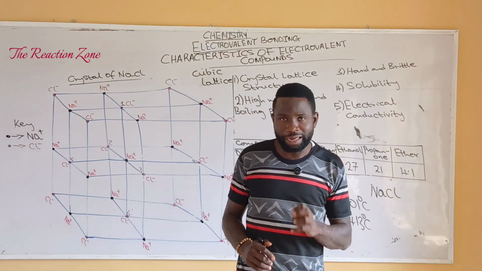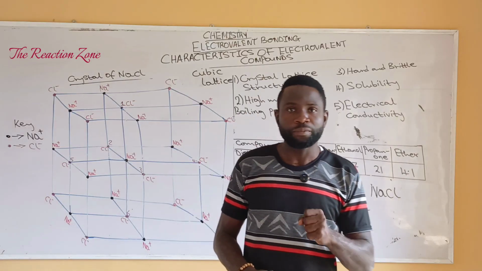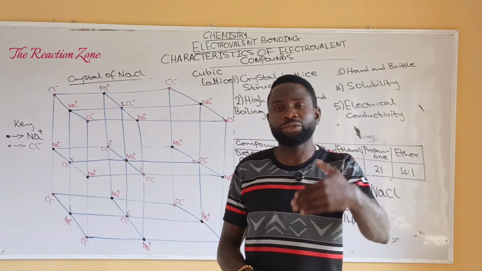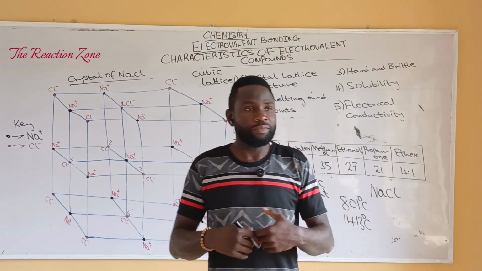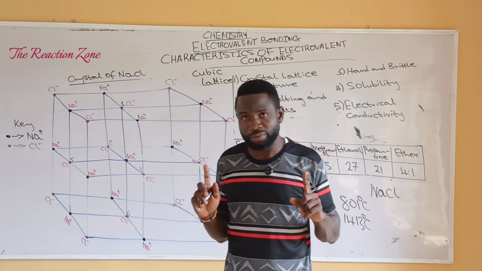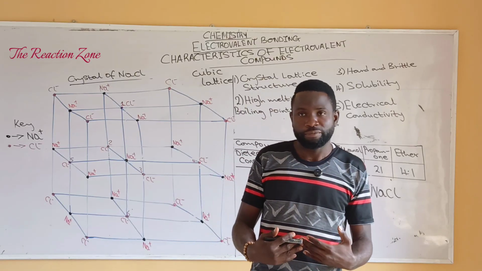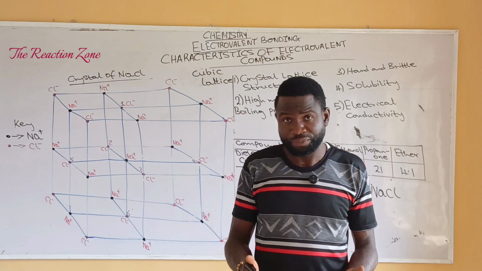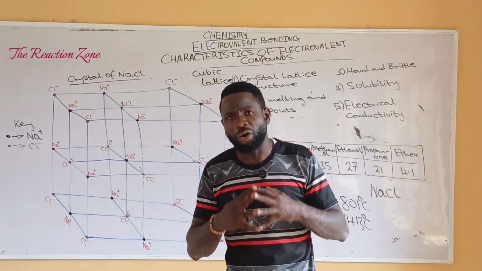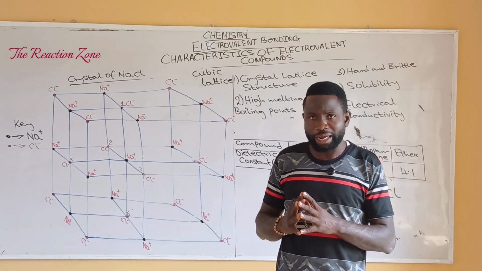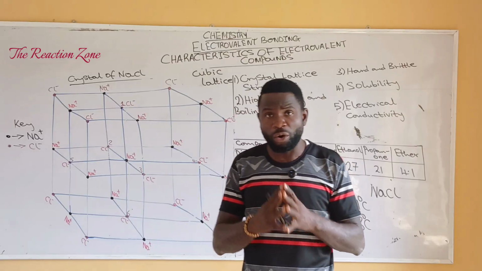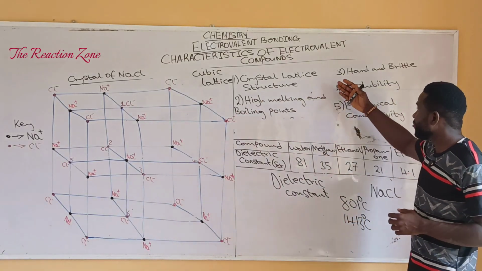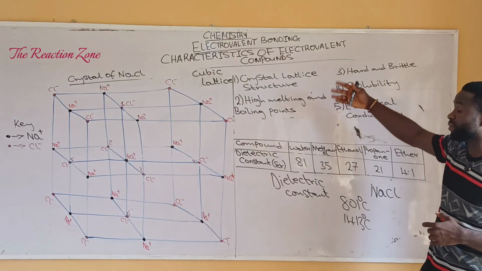So, this means that in the solid state, electrovalent compounds cannot function as electrical conductors. That is, they cannot function as electrolytes. But in the molten or in the liquid state, when they are in solution, they are capable of functioning as electrolyte or as electrolytic conductors. I want to believe that the explanation for the characteristics of electrovalent compounds is clear.